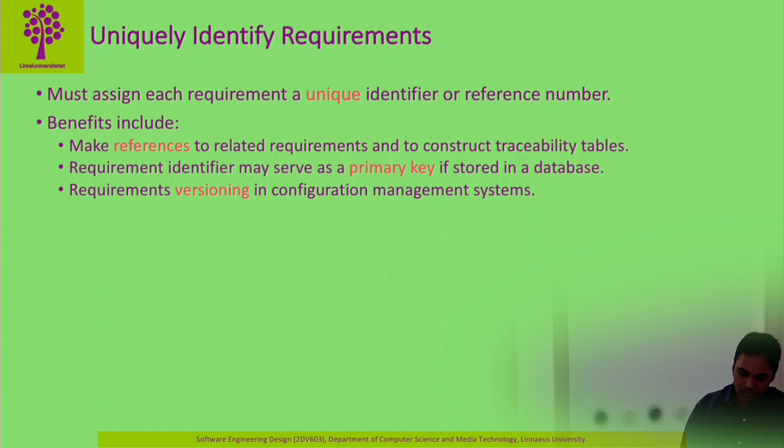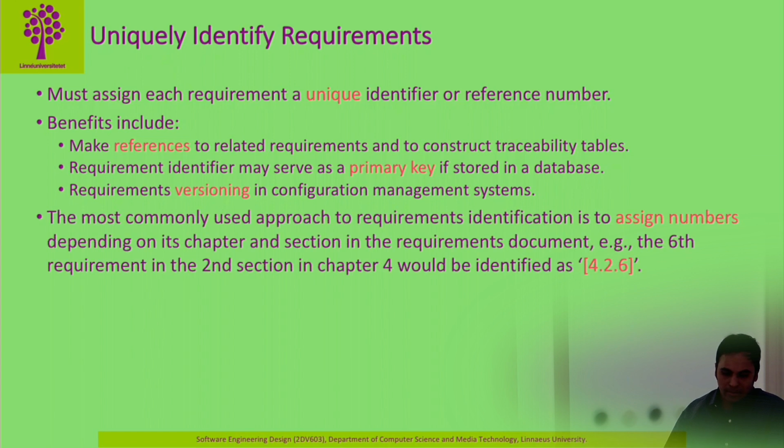This versioning is also important in a configuration management system, because it keeps all the versions for all the artifacts in the software design. The most common way to identify requirements is to assign numbers. Let's say the sixth requirement in the second section of chapter 4 can be identified as 4.2.6. So it's in the fourth chapter, second section, and requirement number 6.